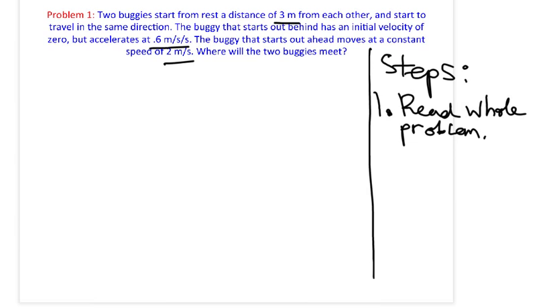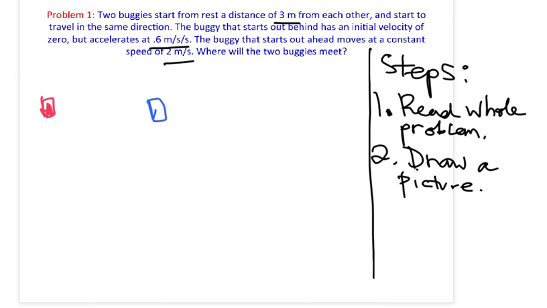The second thing you're going to do is draw yourself a picture. For some problems it might seem excessive, but overall, it's going to help you out immensely to draw a picture. So this is going to be my picture. I'll have different colored buggies. Let's say my red buggy is the one that starts out behind, and then my blue buggy starts out 3 meters ahead of it.